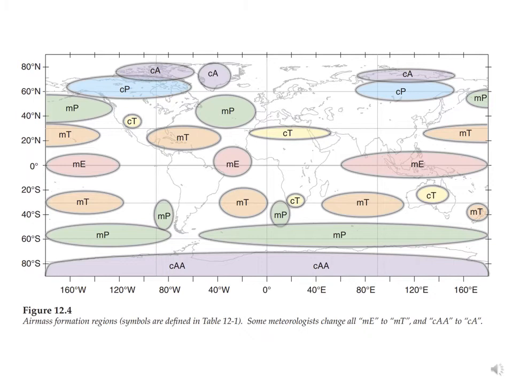This particular chart shows maritime equatorial, but many meteorologists just refer to maritime equatorial and maritime tropical as the same, and they just label them all as maritime tropical. And then the continental tropical are actually one of the rarest air masses, and that is a very hot, very dry air mass that's most common in the desert southwest of the United States, over the Sahara, and over Australia.